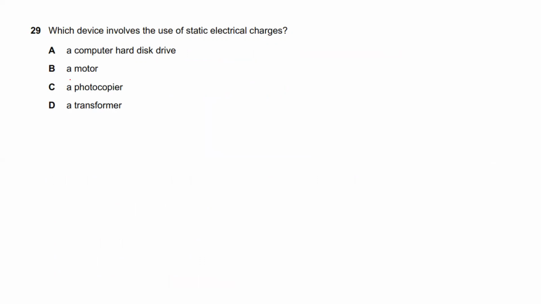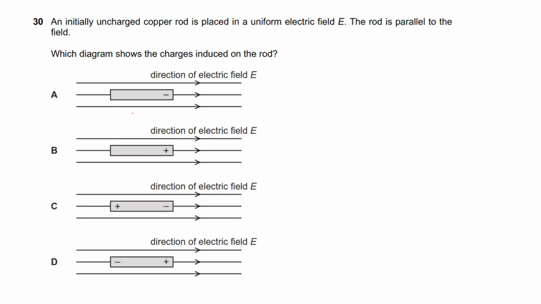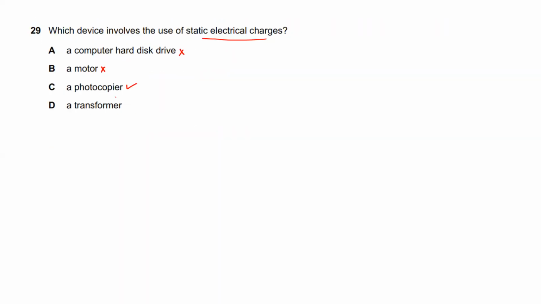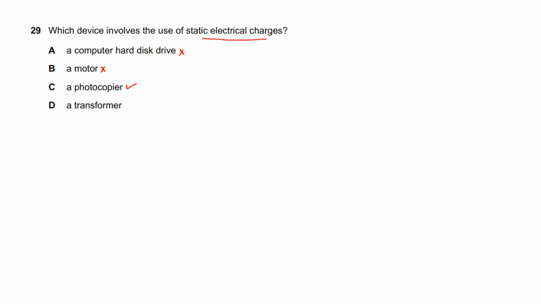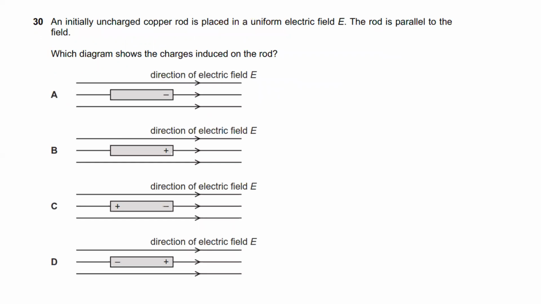Next question. It says, which device involves the use of static electrical charges? Computer hard drive disk? No. A motor? No. Photocopier? Yes. Remember, the drum of the photocopier machine is statically charged while performing the photocopy of the material. And transformer, there is no static electricity involved in the transformer. So answer C is the best choice we have.